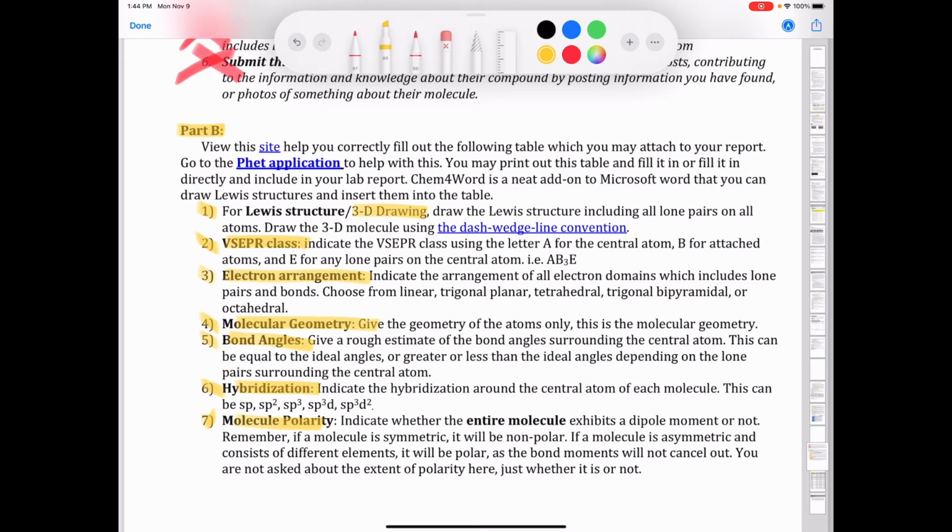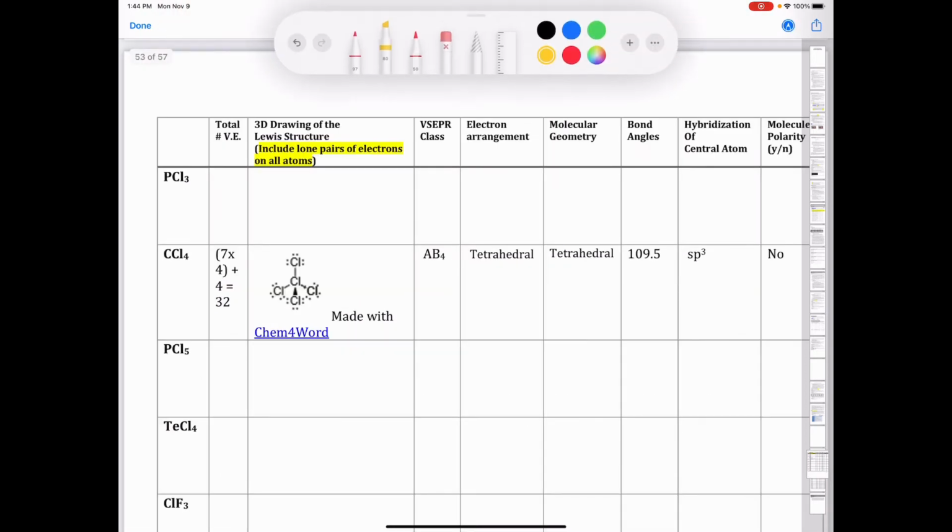Let's take a look at the table. And here is that table. You can either print it out and fill it in by hand as long as it's legible, or you can fill it out on your computer from the Word doc. So say, for example, you were doing carbon tetrachloride, and that's the example that's shown in here. They have a chlorine in the middle, which is a typo.